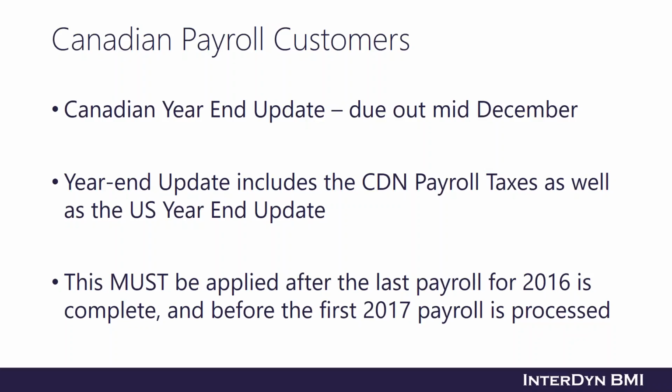And so that's really just one thing to make a note of: if you are doing Canadian payroll, that has to be scheduled right around January 1st. If your last pay date is December 31st, then you've got probably a week to get that update on and get ready for the 2017 processing. But if you're doing payroll every two weeks or twice a month, then you've got a larger window, but we've got to get that right in between the 2016 and 2017 processing dates.